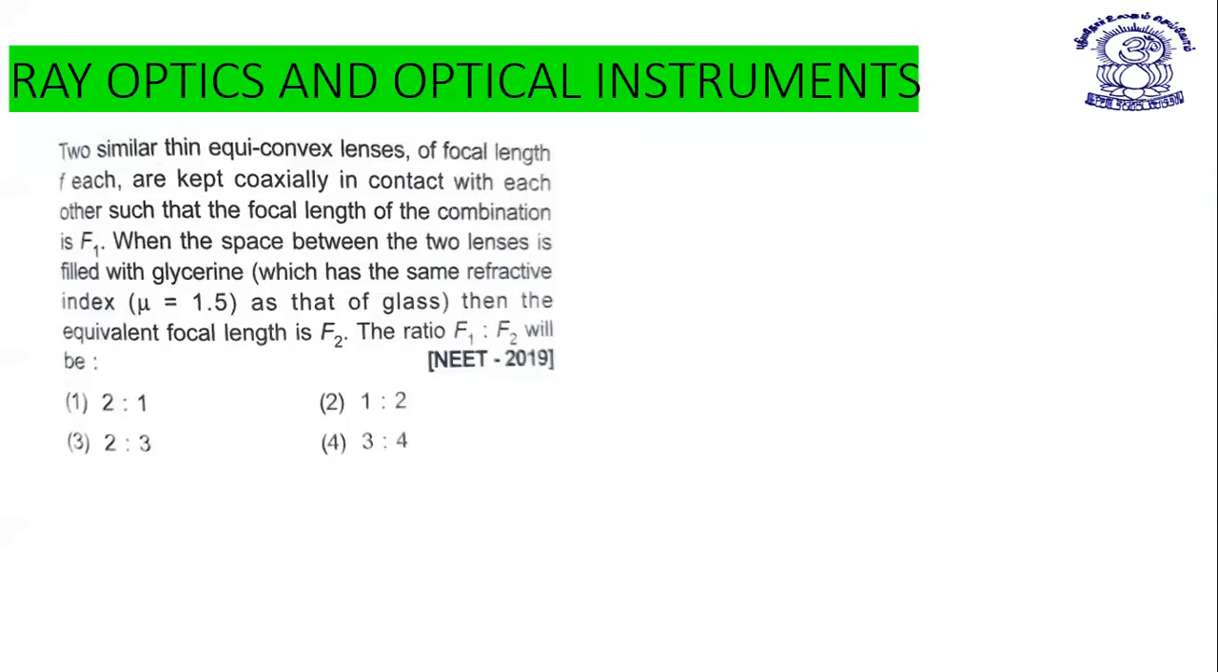Let us see the next question. This question was asked in NEET 2019. Two similar thin equiconvex lenses of focal length f each are kept coaxially in contact with each other such that the focal length of combination is f1. When the space between the two lenses is filled with glycerine, which has the same refractive index 1.5 as that of glass, then the equivalent focal length is f2. What is the ratio of f1 to f2?